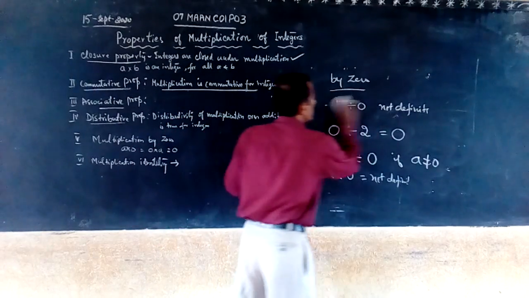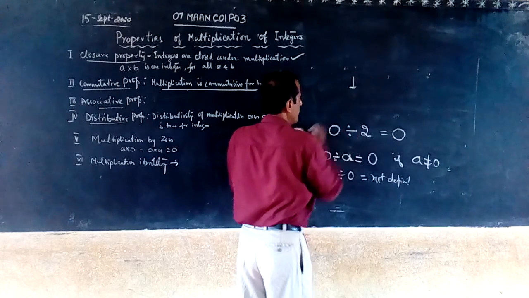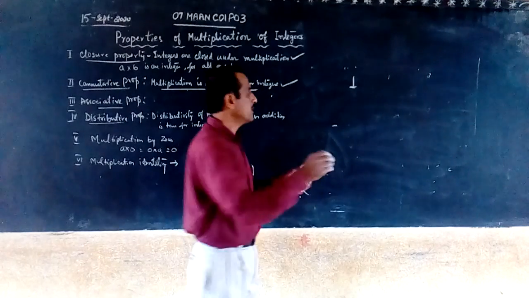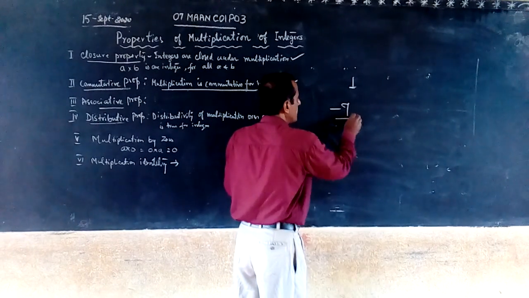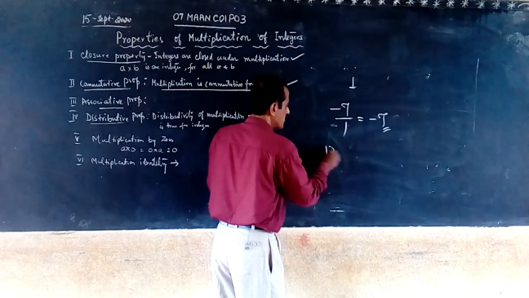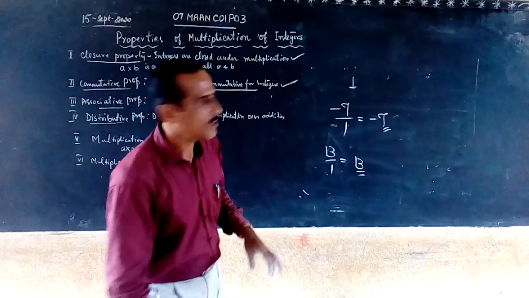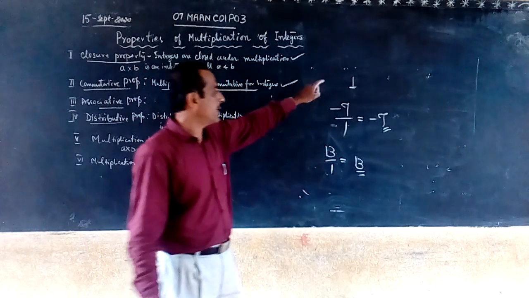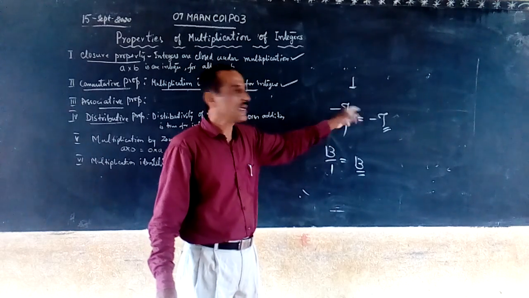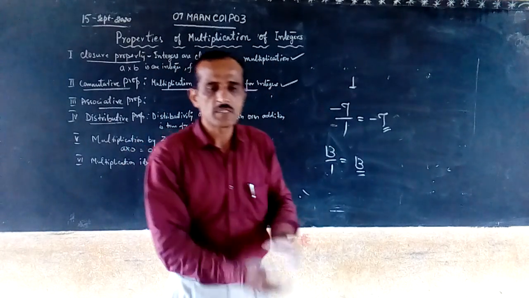Okay, this is what you have to learn. Then, if an integer is divided by 1, what is the answer? Whatever the integer may be, if it is divided by 1, for example, minus 7 divided by 1, the answer is minus 7. Plus 13 divided by 1, the answer is plus 13. The quotient is plus 13. Therefore, if any integer is divided by 1, the quotient is that integer itself. So this is about the properties of division of integers.